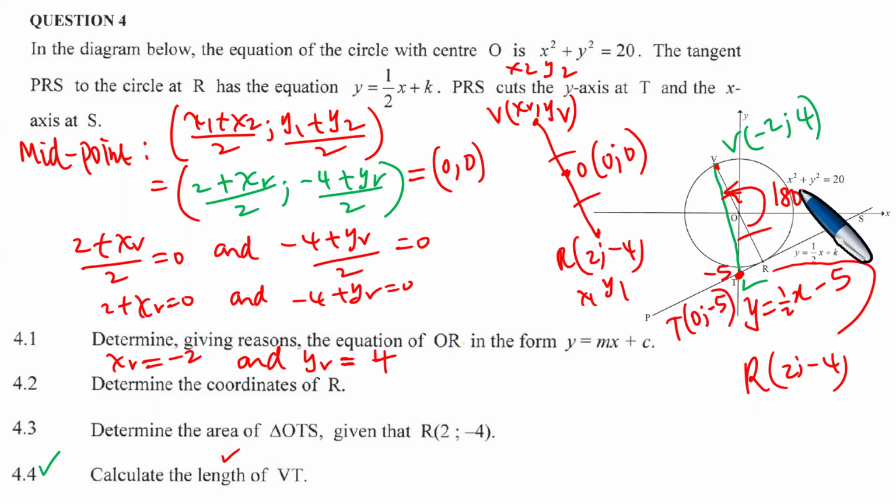A rotation through 180 degrees, that is what it does. So if you take a point and rotate through 180 degrees, you just multiply the coordinates by what? By negative 1. So that 2 becomes negative 2 and a minus 4 becomes a plus 4.